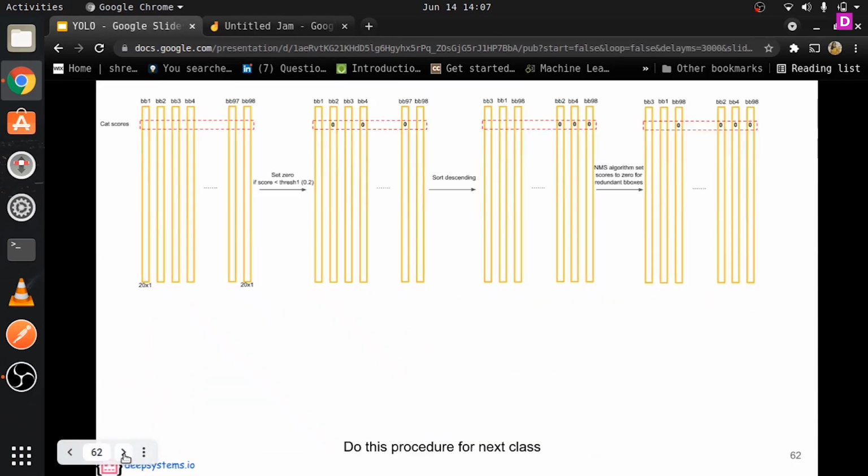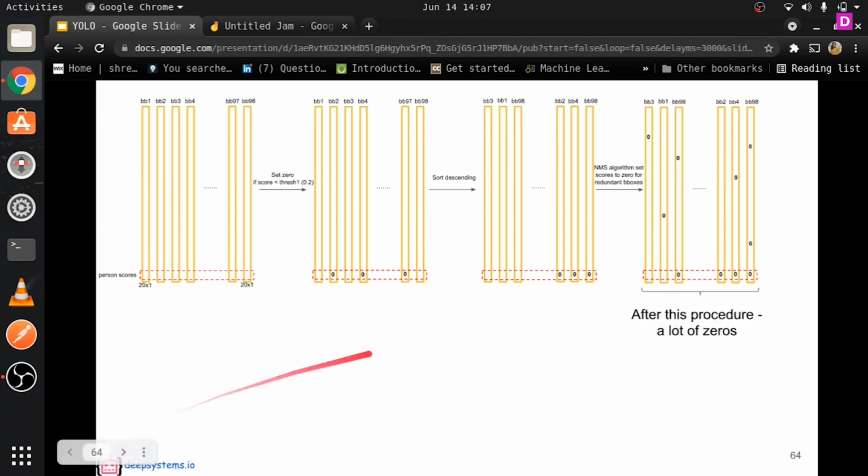Now, once you have done that, you will do it for the next class and so on, for all the remaining 20 classes. Once that has been done, you are left with a lot of zeros, obviously, because half of the time values became 0 when finding the threshold value. Some of those became 0 there. Then you do non-max suppression, and in non-max suppression most of them become 0. So finally you have understood non-max suppression.